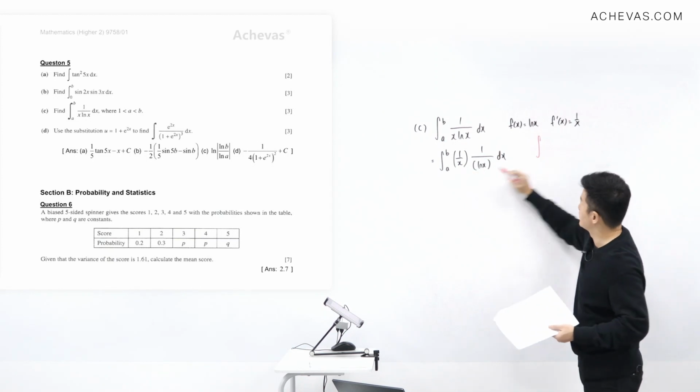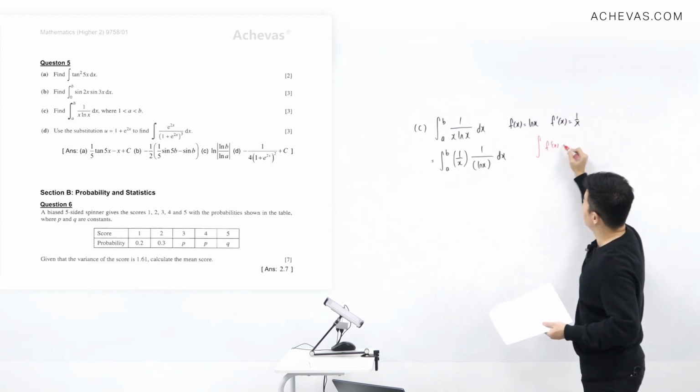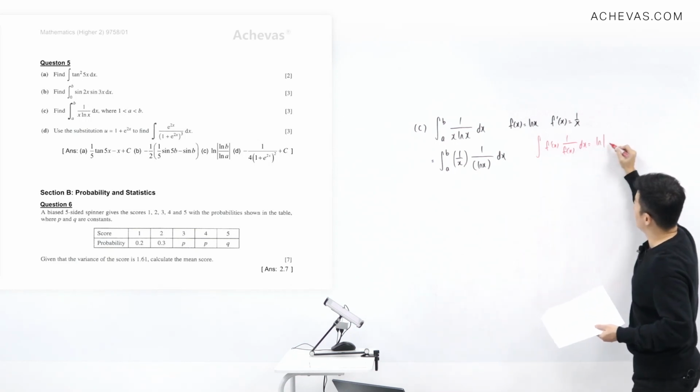Integration, this is f prime, over this is f(x). And we do know what this is. This is ln of the modulus of f(x) plus c.